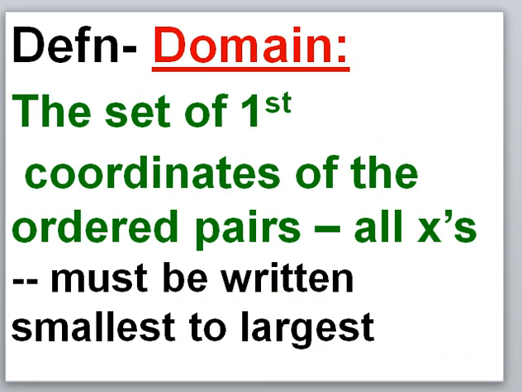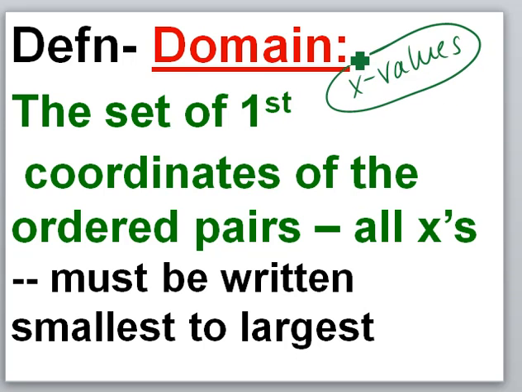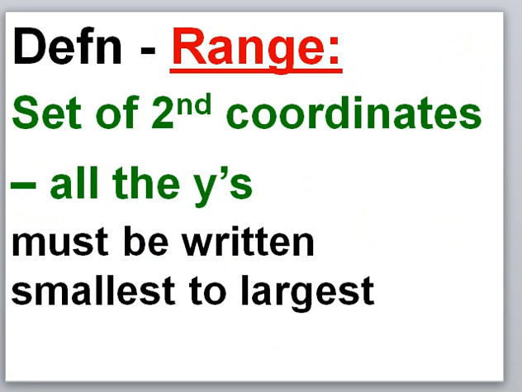The next definition I want you to write down is for a domain. The domain is the set of x coordinates. Okay, and when we write the domain, we're going to write those from smallest to largest, so please take note of that. So when you hear the word domain, you know that we're talking about what are the x values. So what are the x values that we are looking for? Domain is x values.